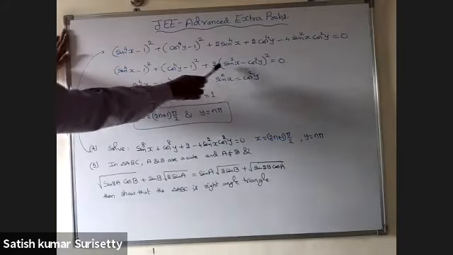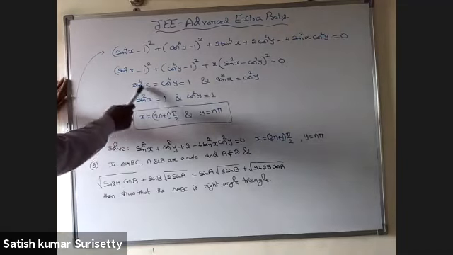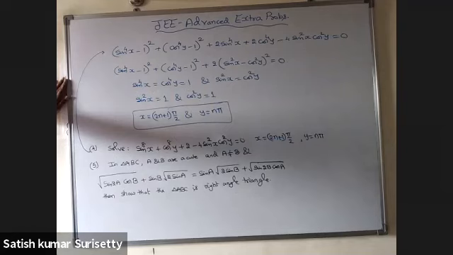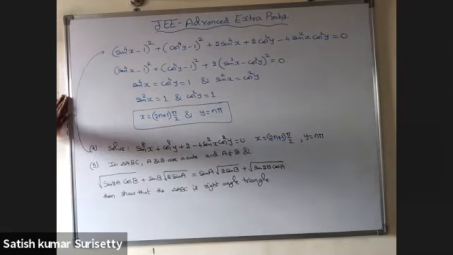So the sum of positive numbers equals 0, so each must be equal to 0. Then you can get sin²x equals 1 and cos²y equals 1. So the general solution is x equals (n plus 1)π/2 and y equals nπ.